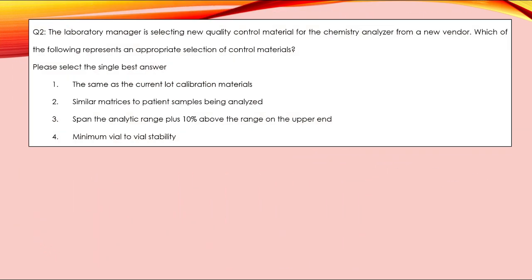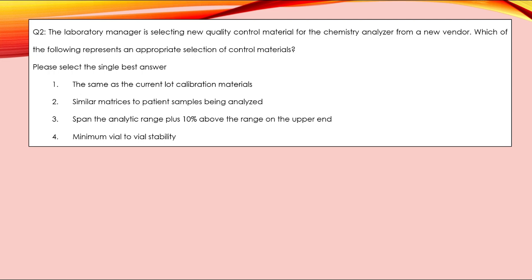Question 2. The laboratory manager is selecting new quality control material for the chemistry analyzer from a new vendor. Which of the following represents an appropriate selection of control materials? Please select the single best answer.